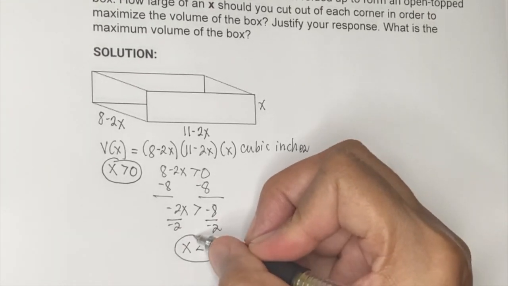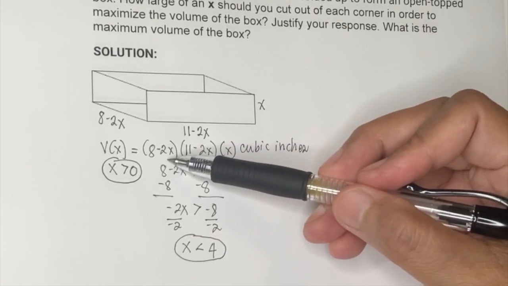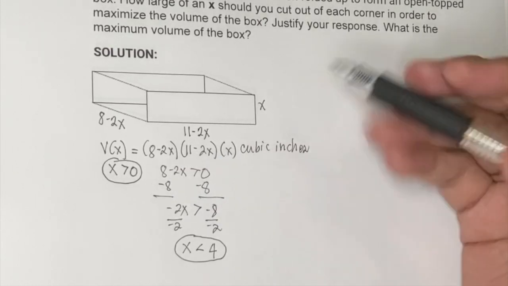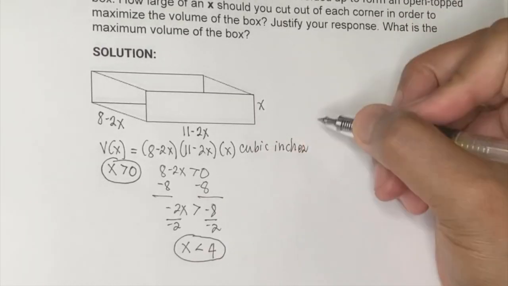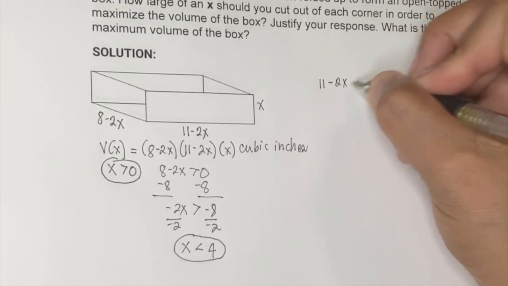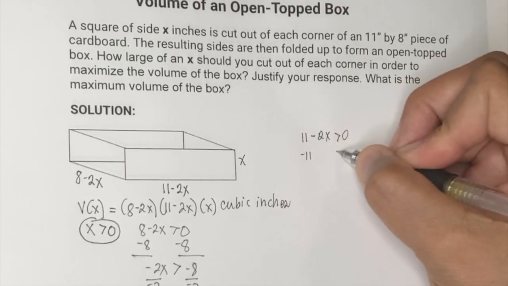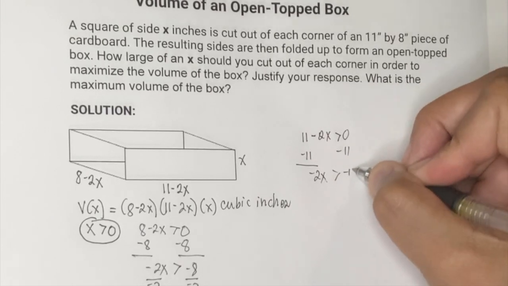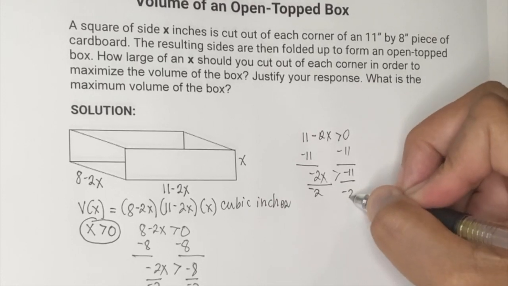Does this make sense? If x is greater than 4, then 8 minus 2x will be in the negative range, and that would make everything undefined. So this makes sense. Now let's check 11 minus 2x greater than 0. Subtract both sides by 11. Negative 2x greater than negative 11. Same way, divide both sides by negative 2. x is less than 5.5.